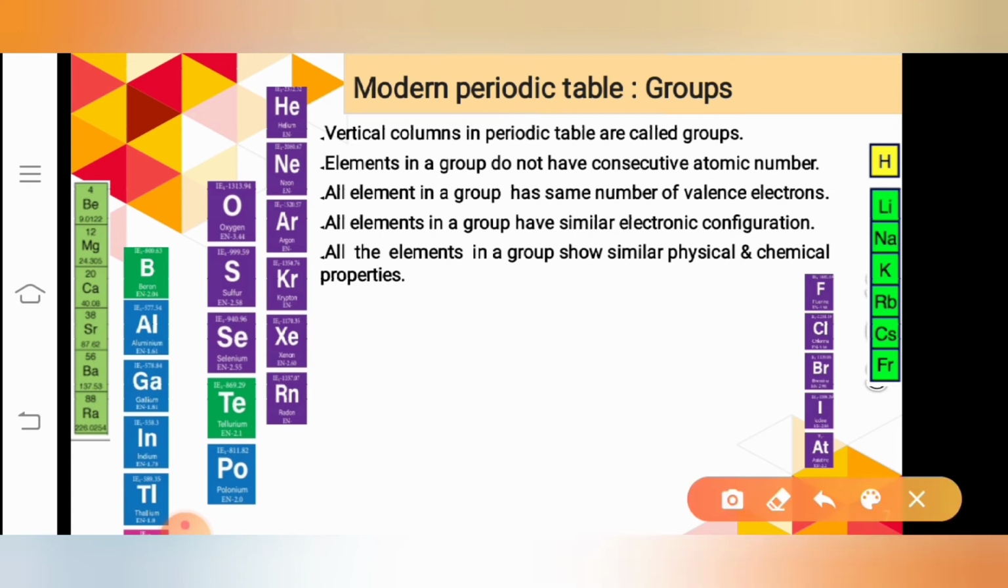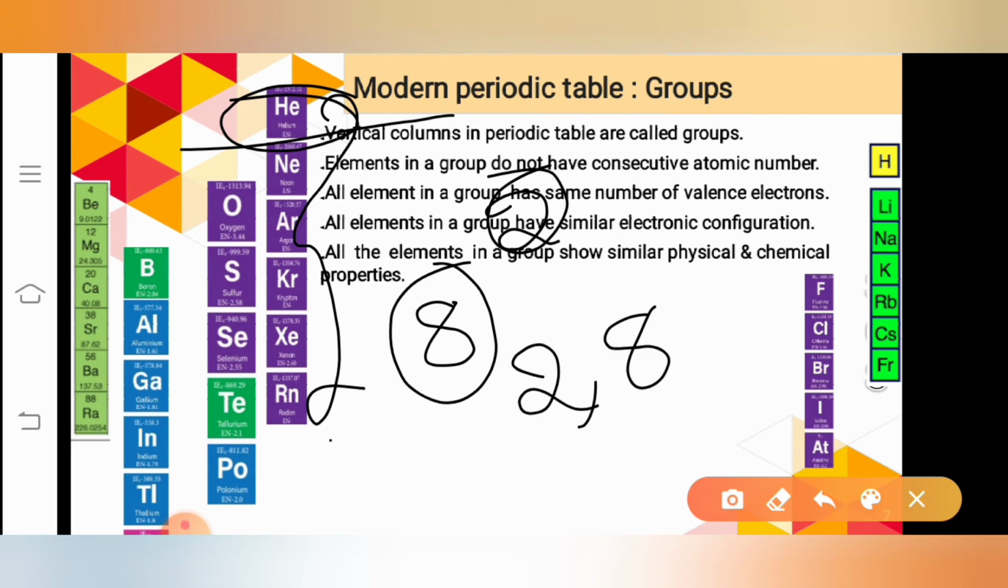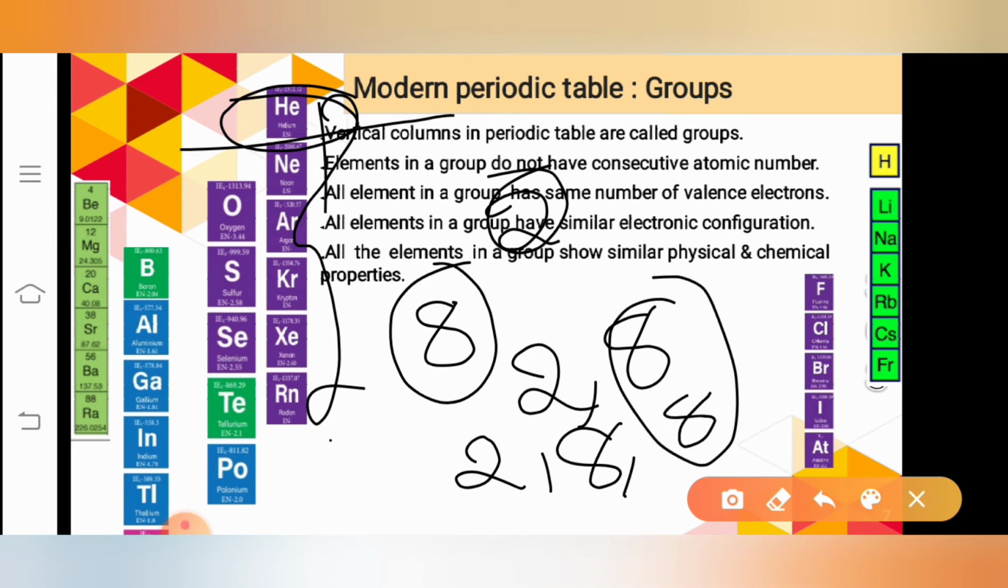And one more thing you want to know: when I talk about a group, for example this group, the 18th group, except for helium, all the other elements present have 8 electrons in the outermost shell. Helium has only 2 electrons, right? Neon has atomic number 10, it is 2, 8. Then argon is 2, 8, 8, correct? So all the other elements have 8 except helium.